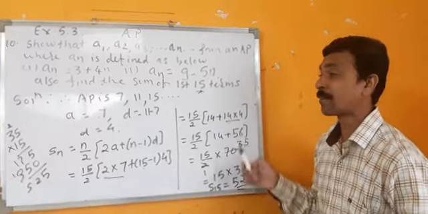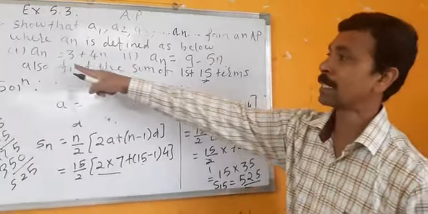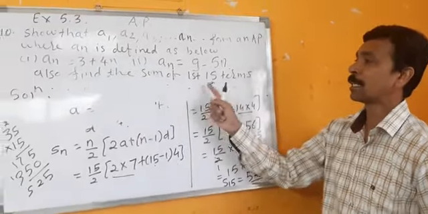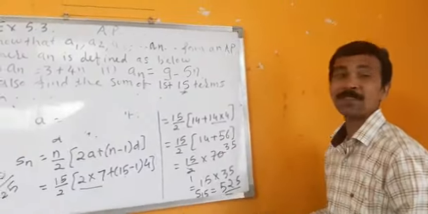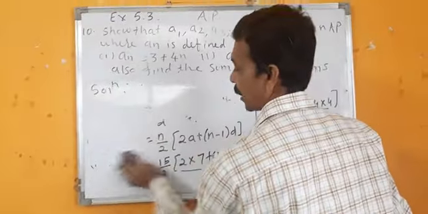This is the first bit. Second bit is also left. Now we'll go on to the second bit. First bit is done, that is AN equal to 3 plus 4N. In this case we have got S15 as 525. Now we have to find it for the second equation. Again I will write the equation.